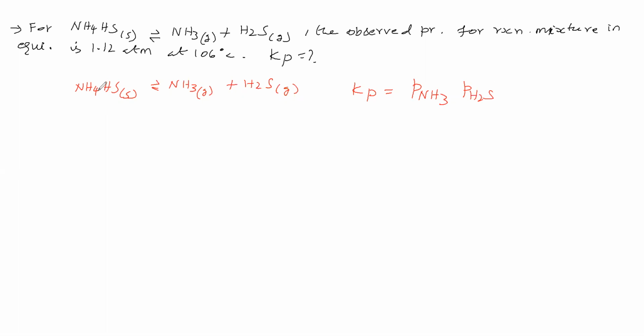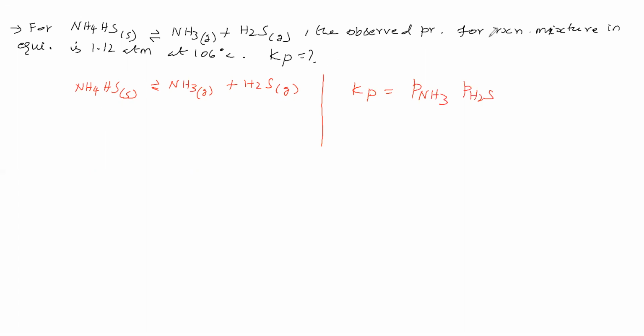For a solid, the partial pressure, the active mass, we have to take as 1. So for a solid, don't write it. Ammonia and H2S are gases, so write their pressures. Ammonium bisulfide is a solid, therefore we need not take that.